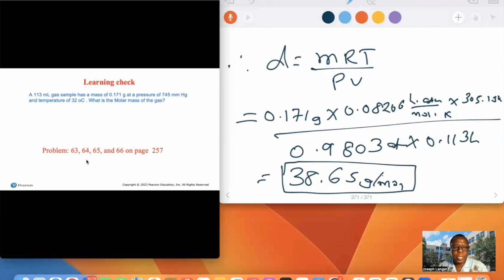Problems 63, 64, 65, and 66 on page 257 are good practice on using the ideal gas equation to find the molar mass of a compound.